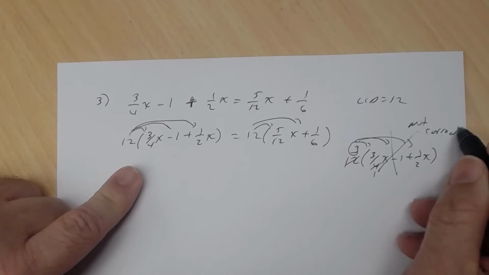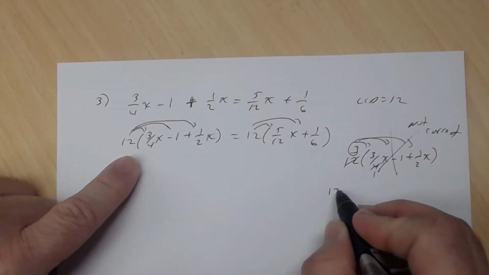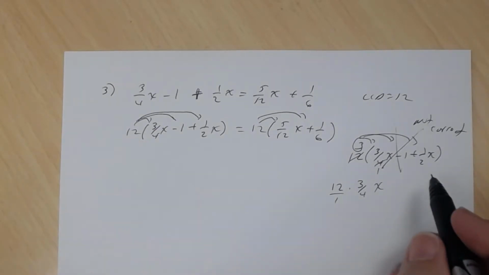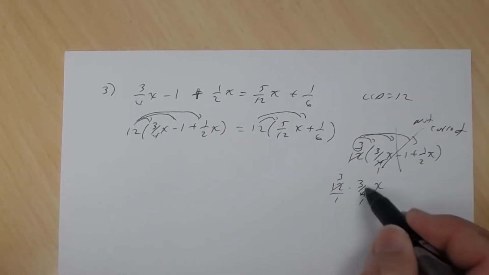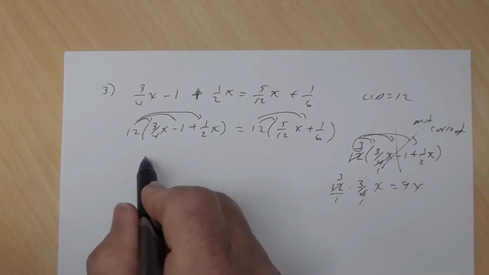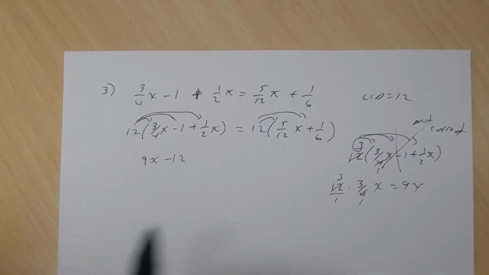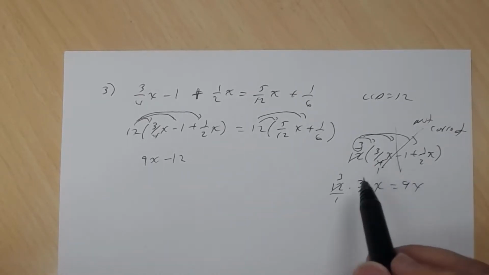Okay? So you've got to distribute the 12. So you're going to say 12 times 3/4 x, right? I'm going to write this as 12 over 1, and then we reduce. 4 into 4 is 1, 4 into 12 is 3, and then 3 times x is 9x. So that's 9x right here. 12 times a negative 1 is a negative 12. See, if you had made that mistake here, you would have said minus 3. Subtract 3, negative 3, and that's incorrect.